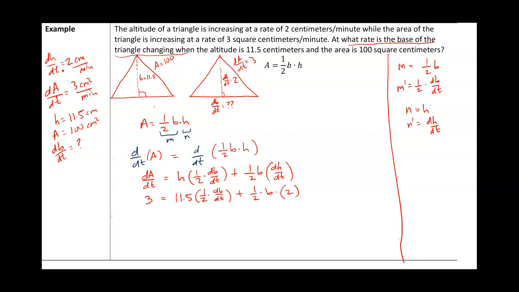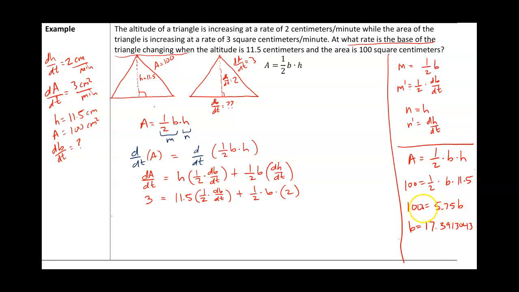Now I have a problem because I need to solve for dB/dt, but I can't do that unless I know what my base is. So how do I solve for base? Well, luckily we have area and we have our height. Our area is 100 and our height is 11.5. So from there I can solve for my base from the original formula. So if my area is 1/2 base times height, my area is 100, my height is 11.5, I can solve this equation. 1/2 times 11.5 is 5.75.